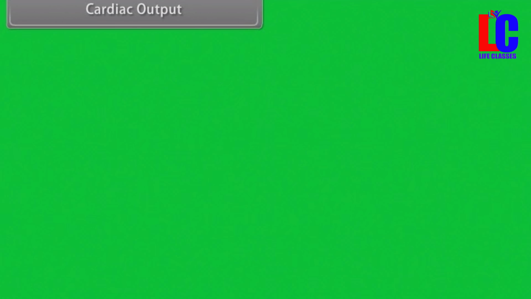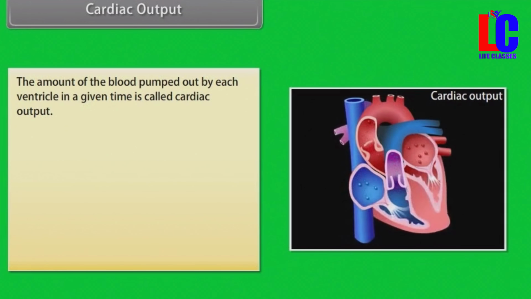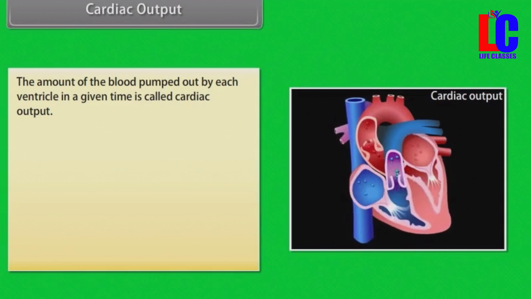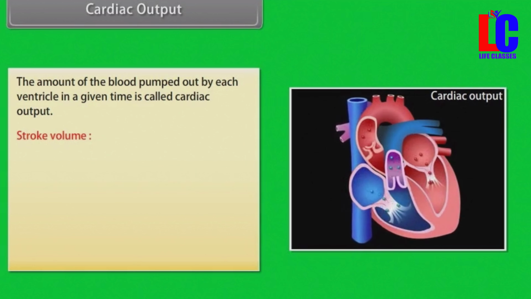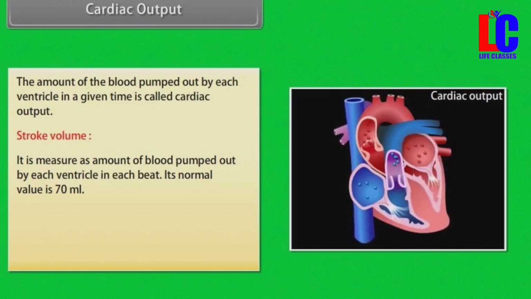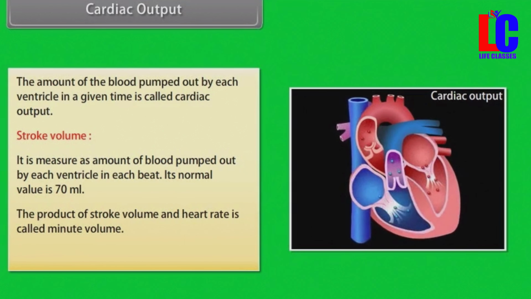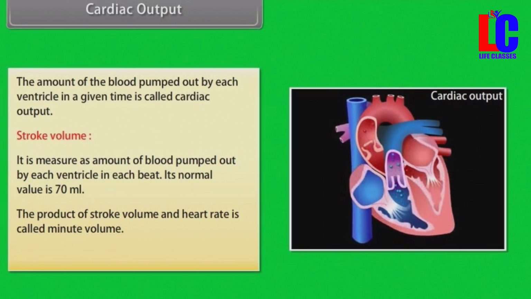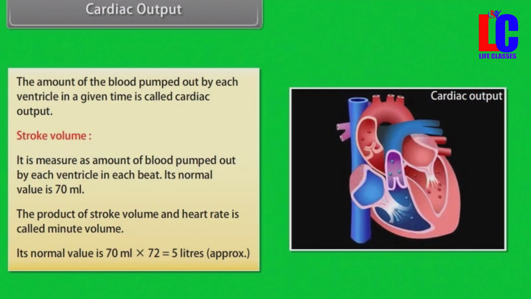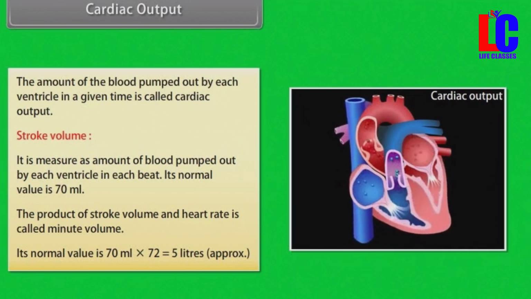Cardiac output. The amount of blood pumped out by each ventricle in a given time is called cardiac output. Stroke volume is measured as the amount of blood pumped out by each ventricle in each beat. Its normal value is 70 milliliters. The product of stroke volume and heart rate is called minute volume. Its normal value is 70 milliliters times 72 equals approximately 5 liters.